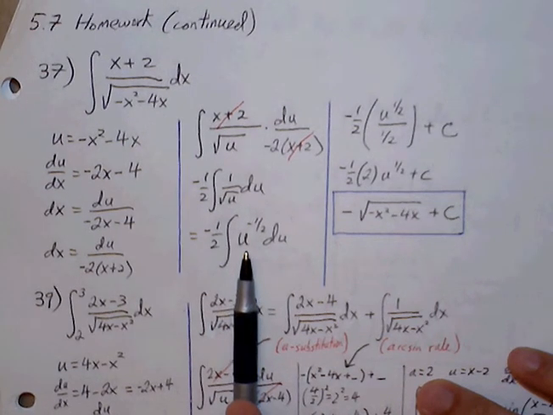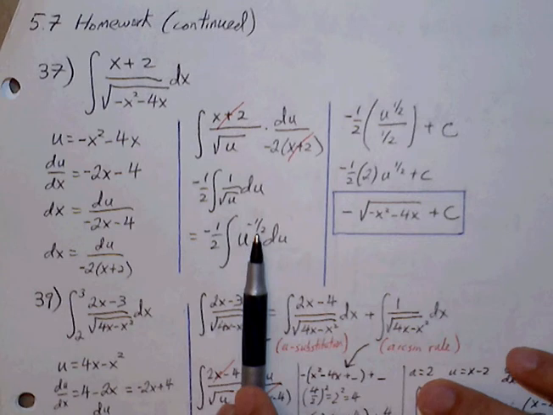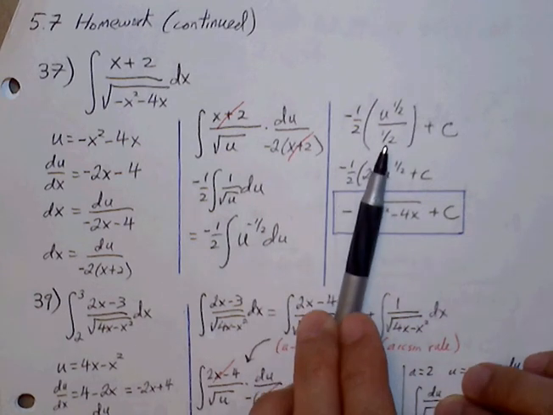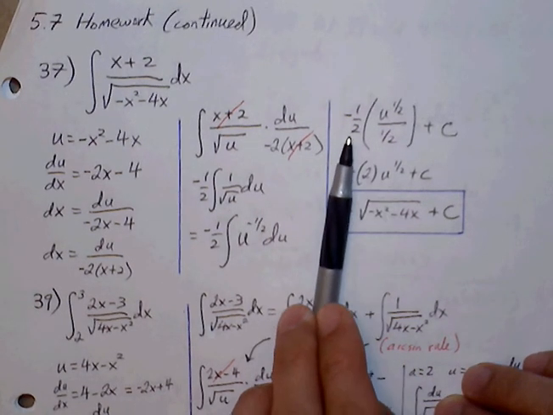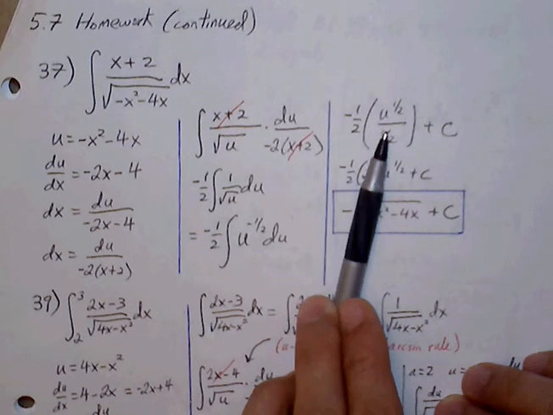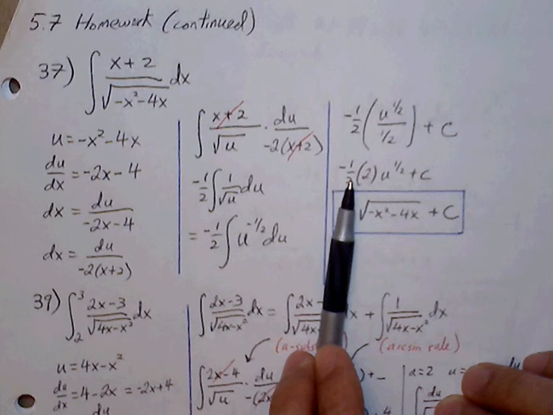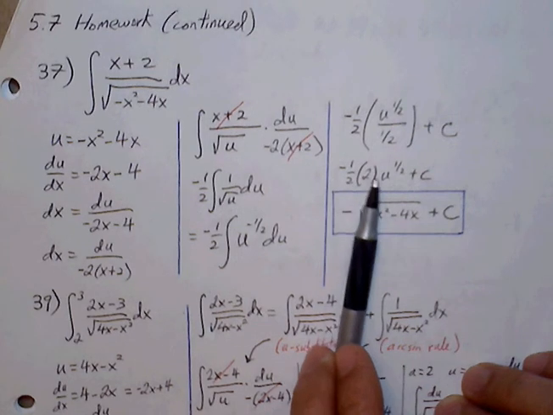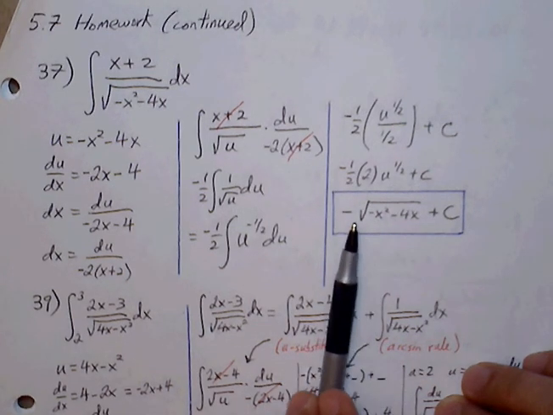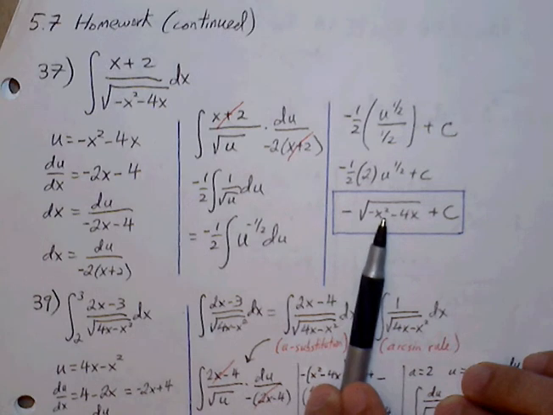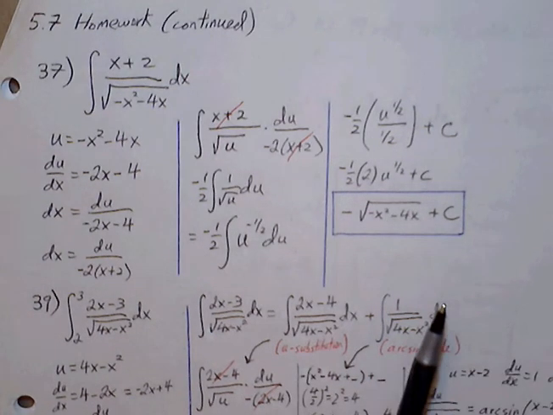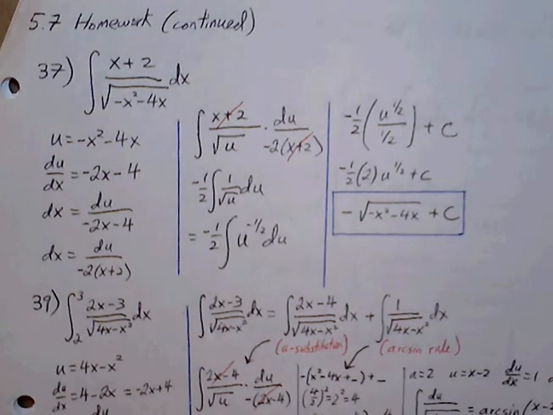So now we can apply the power rule. u to the negative 1/2 becomes u to the 1/2 over 1/2. We still have that coefficient that we keep track of. The 1/2 can be flipped to be just 2 over 1, and the 2's cancel out. We're left with negative u to the 1/2 plus c, and replace our u value back in terms of x. So negative square root of negative x squared minus 4x plus c.